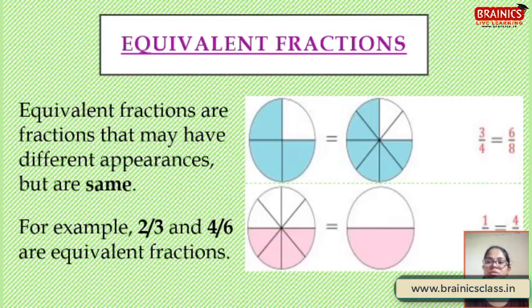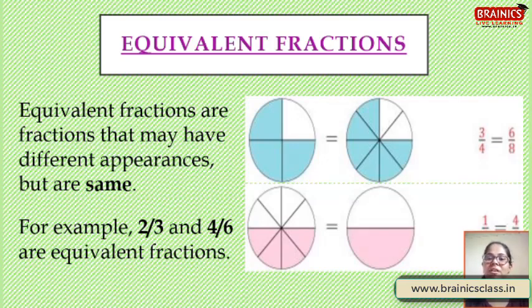Now next we are going to see is equivalent fraction. Equivalent fractions are fractions that may have different appearances but are same. When we look at any two fractions, they look different, but when we simplify those fractions, we will get same fraction. For example, 2 upon 3 and 4 upon 6 are equivalent fractions.